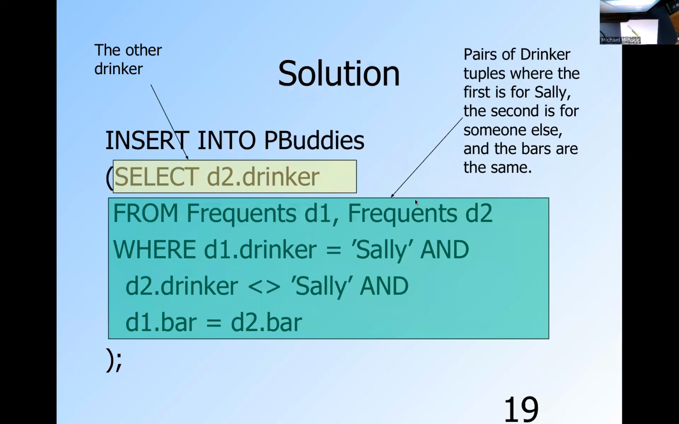So in this case, you're basically inserting into buddies, pairs of drinkers that drink together. You're inserting into that table the result of this query here. Okay, so frequents, what bars they frequent or something to that extent.